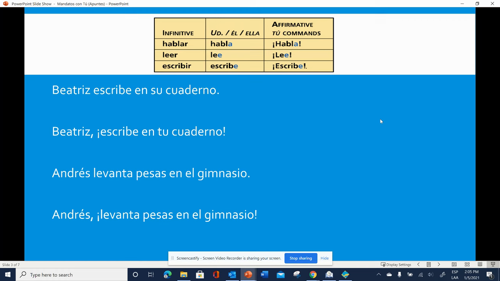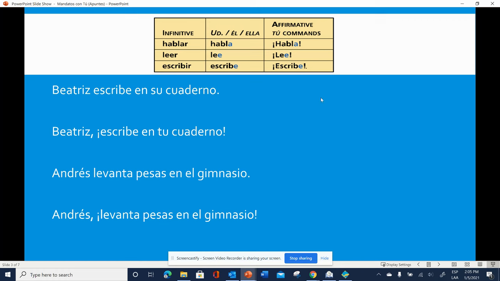So looking at this first statement, Beatriz escribe en su cuaderno. Do you think that's a statement or a command? Am I stating Beatriz writes in her notebook, or am I telling Beatriz to write in her notebook? Beatriz escribe en su cuaderno. It's a statement. One, we can hear it the way I'm saying it. It's Beatriz escribe en su cuaderno. She writes in her notebook.